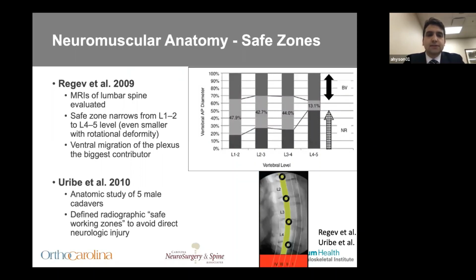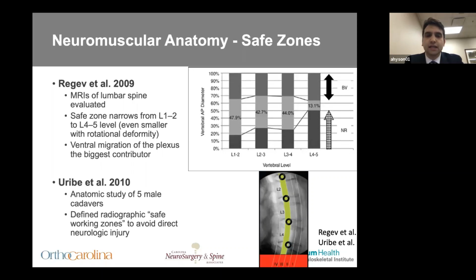Several studies have attempted to determine a safe zone for approach for this procedure. Rajev in 2009 reviewed MRIs of the lumbar spine and noted the position of both the ventral great vessels as well as the dorsal nerve roots of the lumbosacral plexus and defined the safe zone of entry into the intervertebral disc space. As you can see on this graph to the right, this safe zone sequentially decreases as you descend down the lumbar spine. This is mostly due to the ventral migration of the lumbosacral plexus.